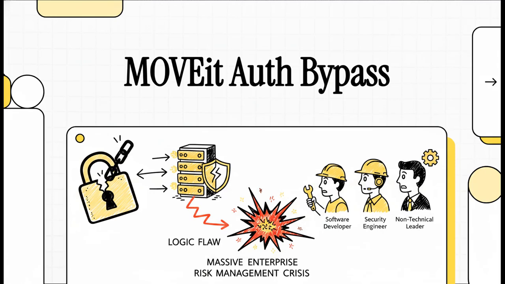Welcome to this explainer. Today, we're rolling up our sleeves and doing a highly technical autopsy on CVE-2026-4670. This is a critical vulnerability found in Progress MOVEit Automation, and we're going to look at exactly how a seemingly simple logic flaw in a backend service can instantly spiral into a massive enterprise risk management crisis.